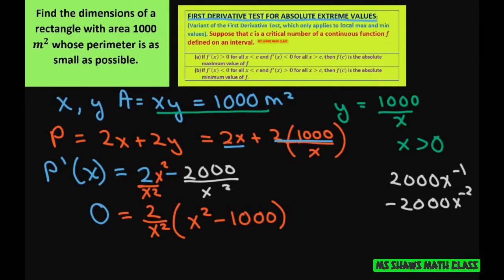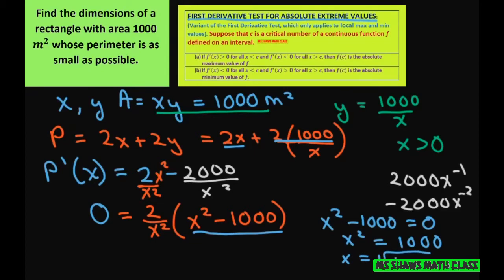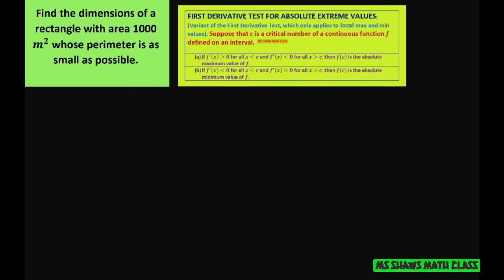So the only one that this satisfies is x squared minus 1,000 equals 0. So you have x squared equals 1,000, so x equals square root of 1,000. Remember, we can't have negatives. x has to be positive. So that's the only critical number. Our critical number is x equals square root of 1,000, which can be written as 10 square root of 10, if that helps.